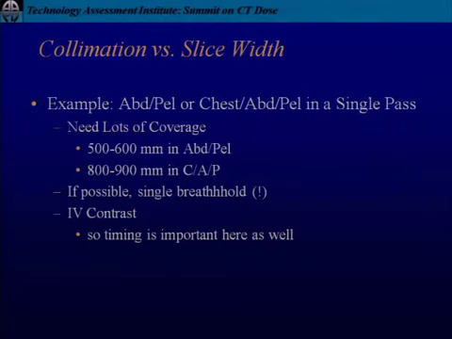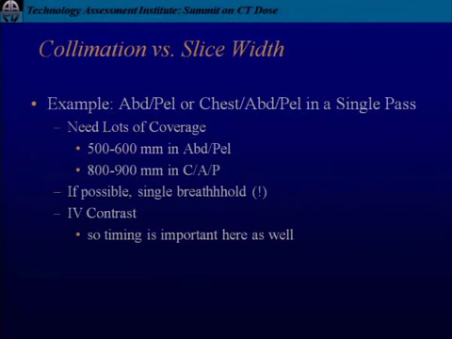What about abdomen pelvis? Or in some places, I understand we don't do it this way, but some places are doing chest, abdomen, pelvis all in a single acquisition. Okay? Wow. That's a lot of coverage, right? Abdomen, pelvis, about 500 to 600 millimeters. 800 to 900, I'm guessing, in a chest, abdomen, pelvis. That's a lot. Can you do all that in a single breath hold? Okay. If possible, certainly as you get to the top of the abdomen or if you're in the chest. What if you're running contrast? Timing is important there as well.